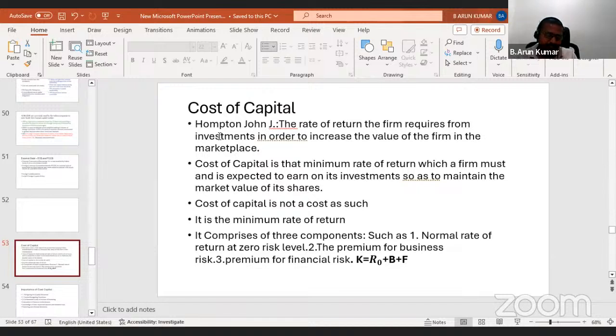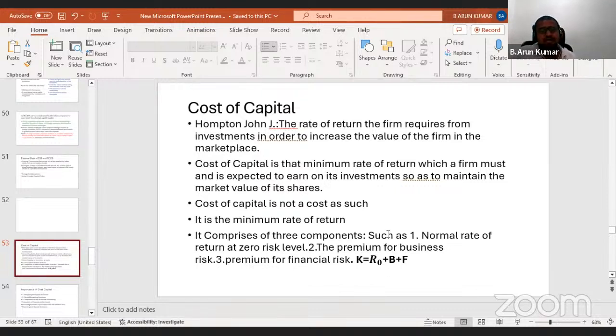Second one is it is a minimum rate of return. Cost of capital of the firm is the minimum rate of return which will lead to maintain the market value of the share. If every year we are increasing our profits, then automatically our share value also increases. Otherwise, if every year we are getting losses in doing this business, then automatically our share value or market value also decreases.